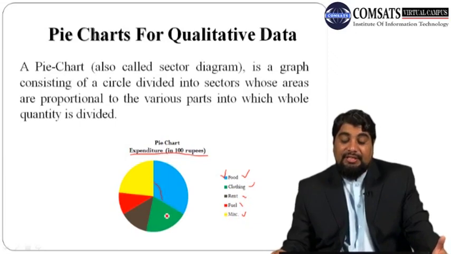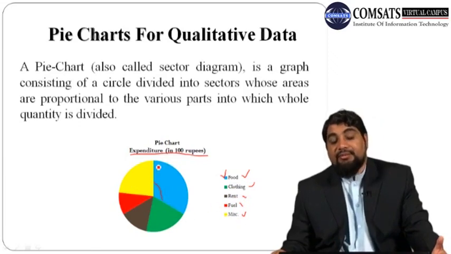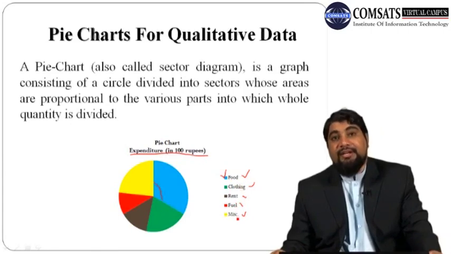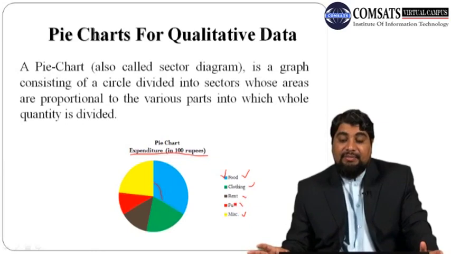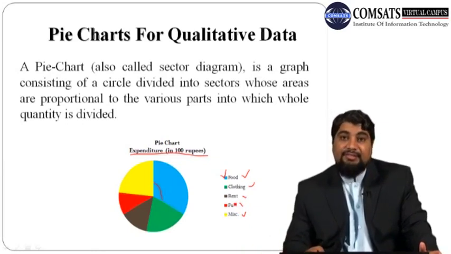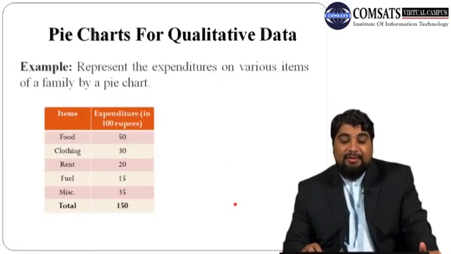And next for clothing, the green color, and rent, the black one, and then fuel and miscellaneous item, the yellow one. So you can see that this total expenditure has been subdivided into these 5 categories: food, clothing, rent, fuel and miscellaneous. So we can construct a pie chart by hand as well as using the Microsoft Excel spreadsheet program.